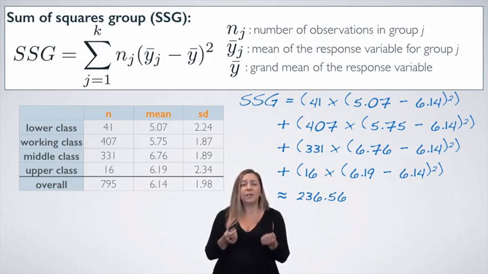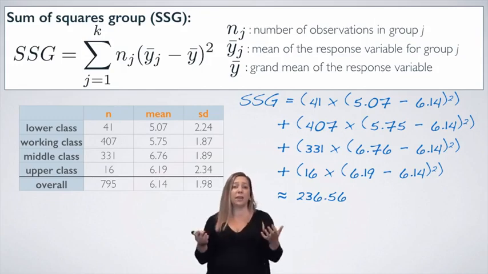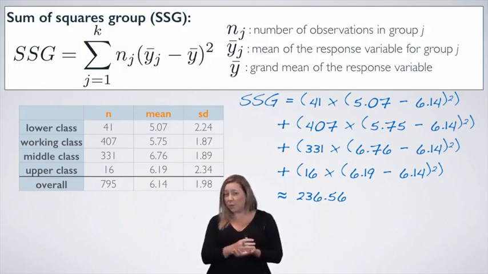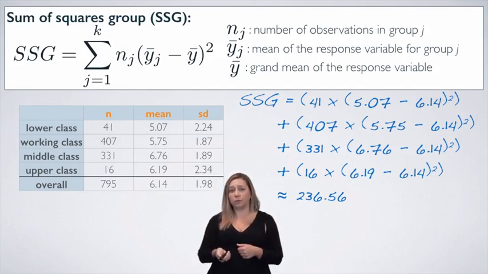For example, this value is roughly 7.6% of SST, meaning that 7.6% of the variability in vocabulary scores is explained by social class, and the remainder is not explained by the explanatory variable we're considering in this analysis. This is a low percentage, which I think would make sense because we would expect vocabulary scores to be associated more with education or how much people read.